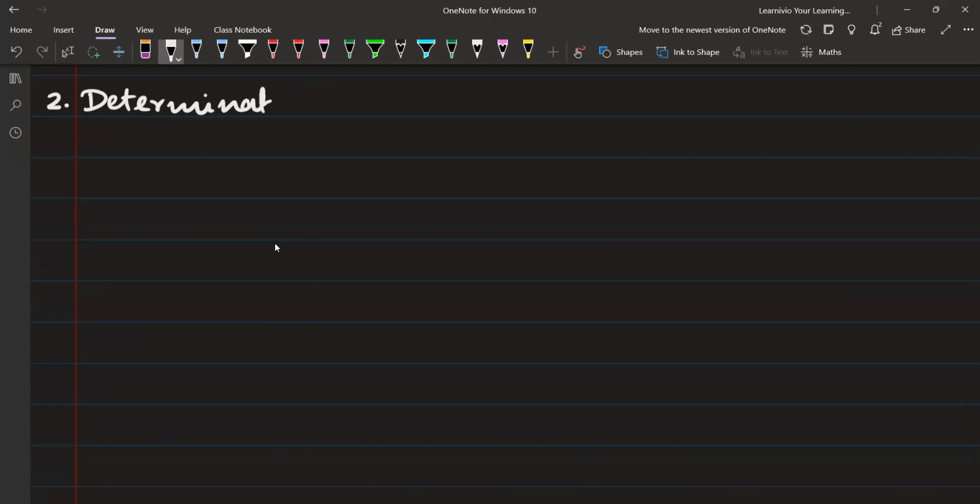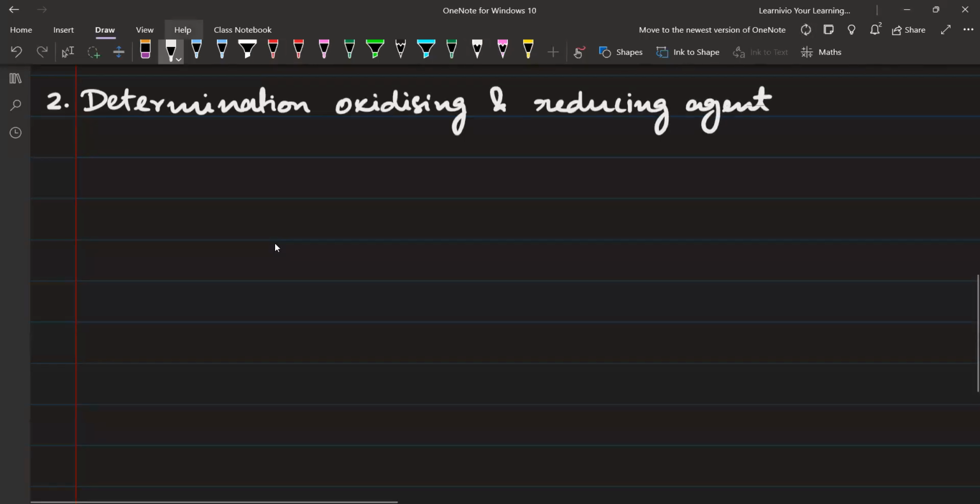termination of oxidizing and reducing agent. Right? Now, oxidizing agent and reducing agent. Okay. So there is one word that is used generally in common English language, that is travel agent. Have you heard of this word, guys? Yes or no? Please tell me. Yes. Yes, sir. So what does a travel agent do?